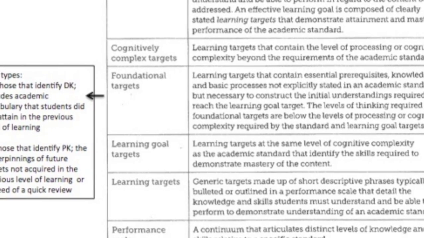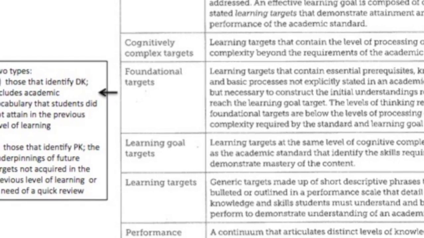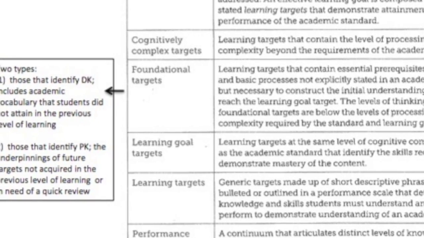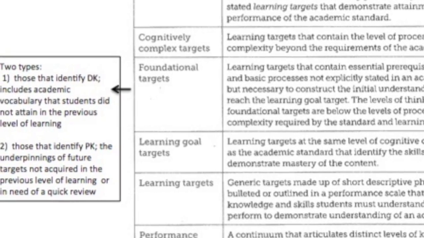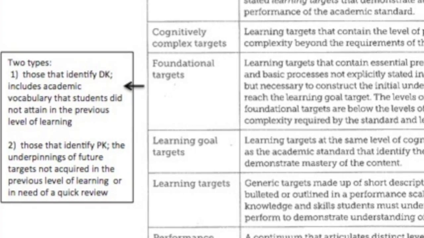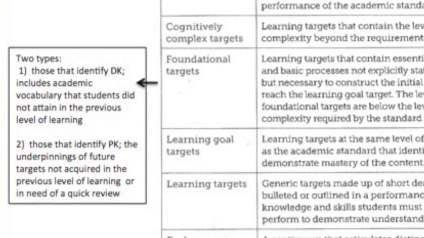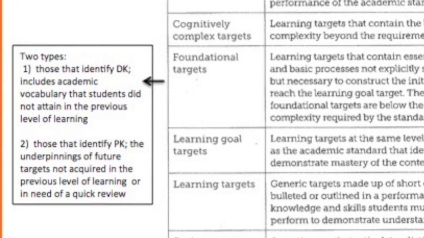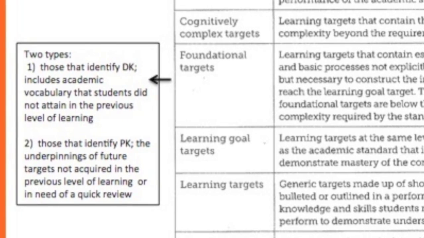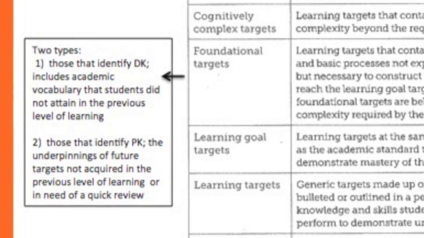There are two types of foundational targets that you will build in the level 2. Number 1, those that identify declarative knowledge, including vocabulary terms that students did not attain in the previous level of learning, and procedural knowledge, including the underpinnings of future targets that were not acquired in the previous level of learning. This may include a quick review in order to help refresh students' memory.